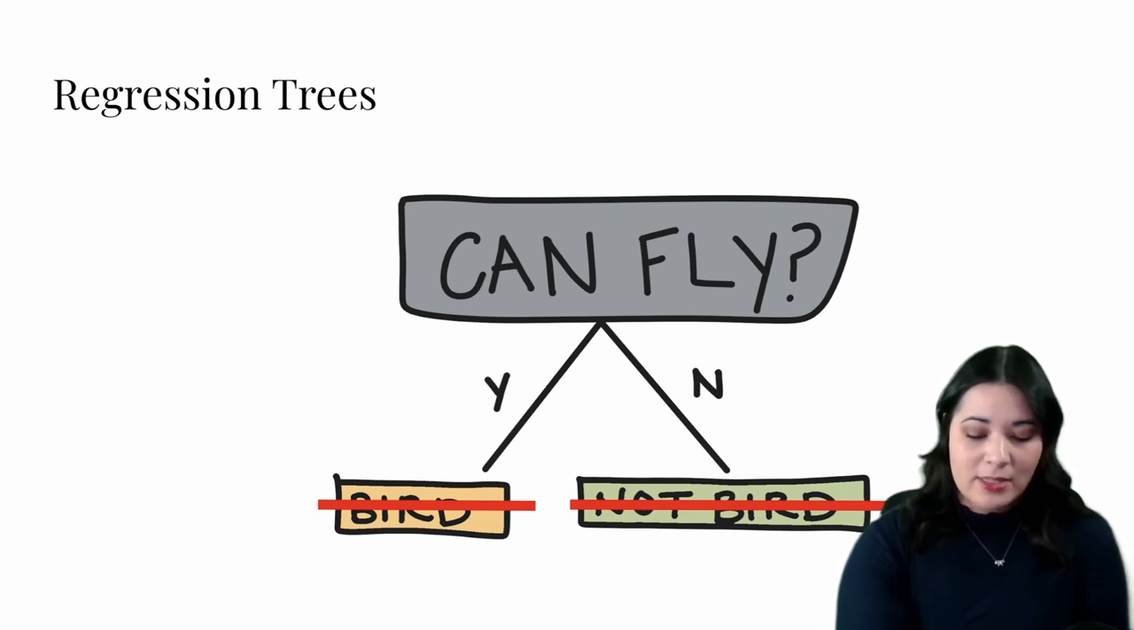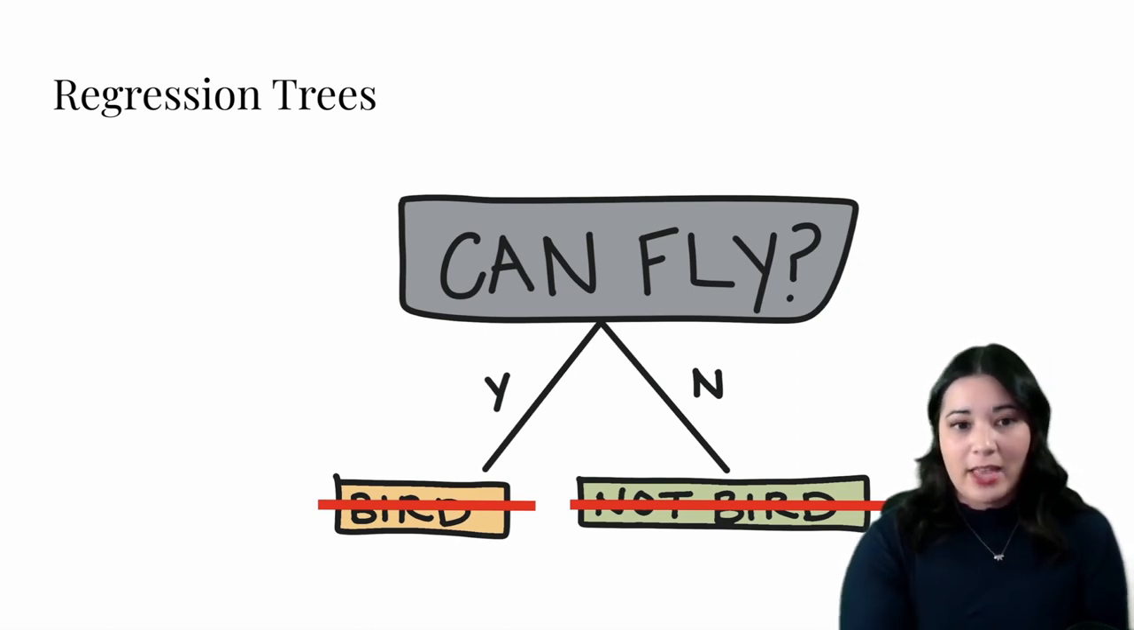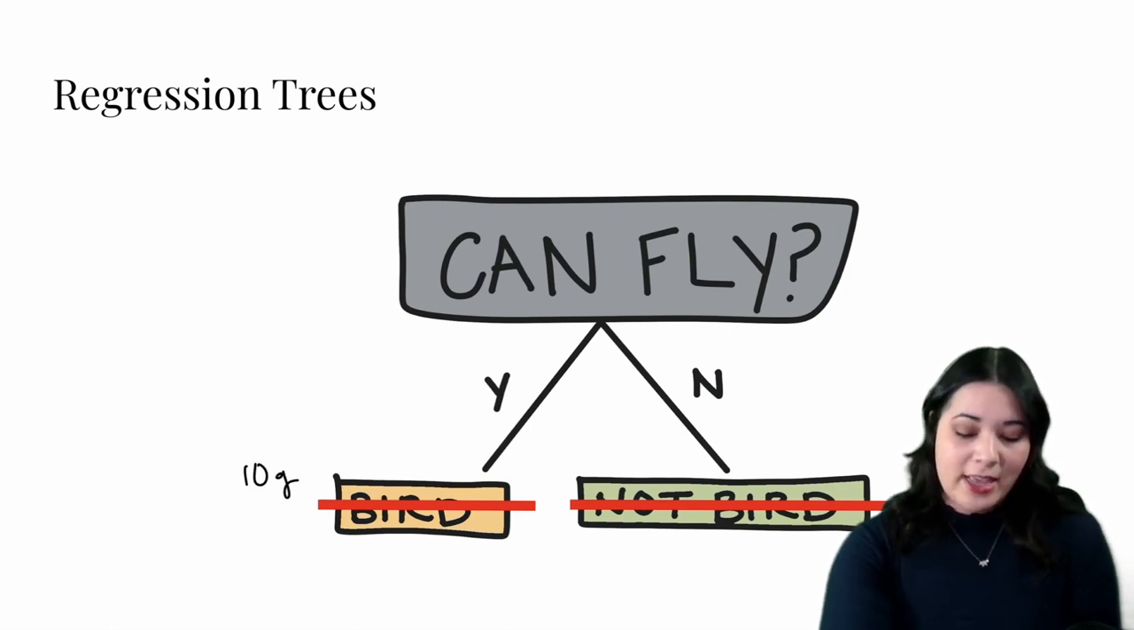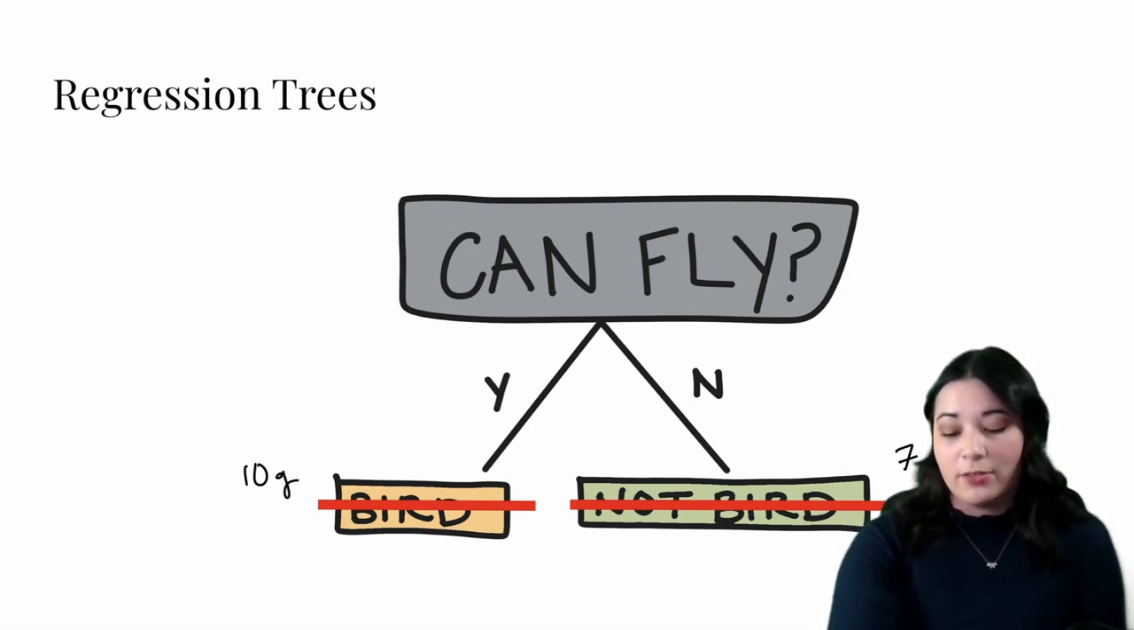The main difference is that instead of predicting a category, we're predicting a number, like maybe the weight of an animal. So if we ask if it can fly and it can, we'll predict it's 10 grams. And if it can't fly, we'll predict it's 700 grams.